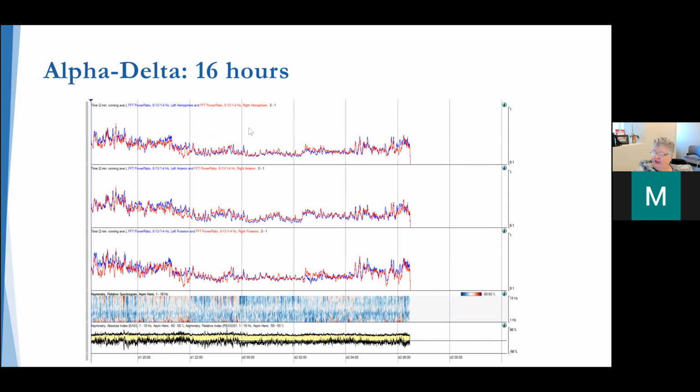This patient actually had an increase in blood pressure and had improvement in the alpha delta ratio. If we look at 16 hours of EEG, there was improvement at the end of the study after institution of hypertensive therapy.